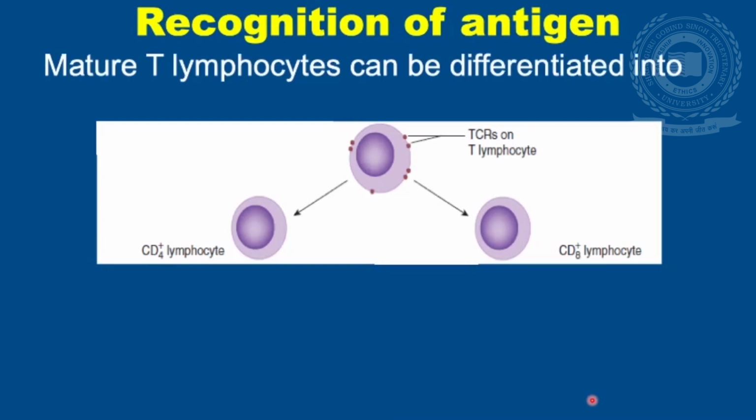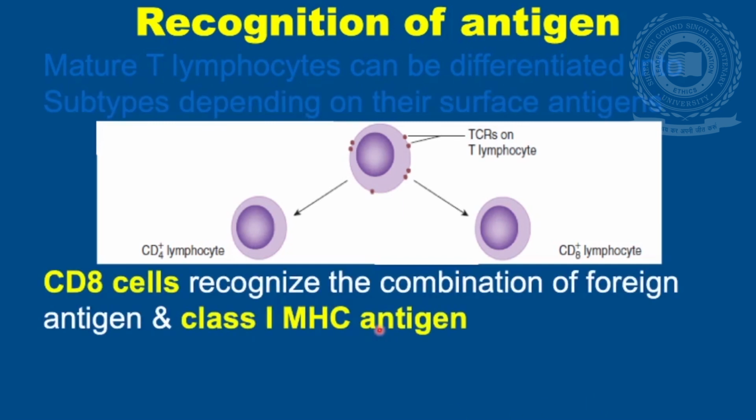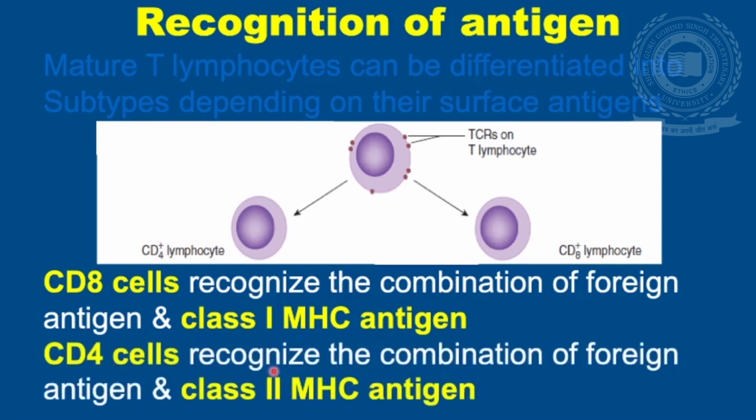Further, mature lymphocytes can be differentiated into two subtypes depending on their surface antigens. They are CD4 cells and the CD8 lymphocytes. CD8 cells recognize the combination of foreign antigen and class 1 MHC antigen. CD4 cells recognize the combination of the foreign antigen and class 2 MHC antigen.